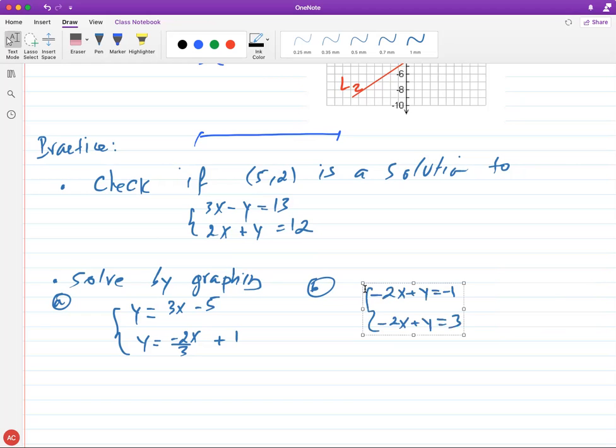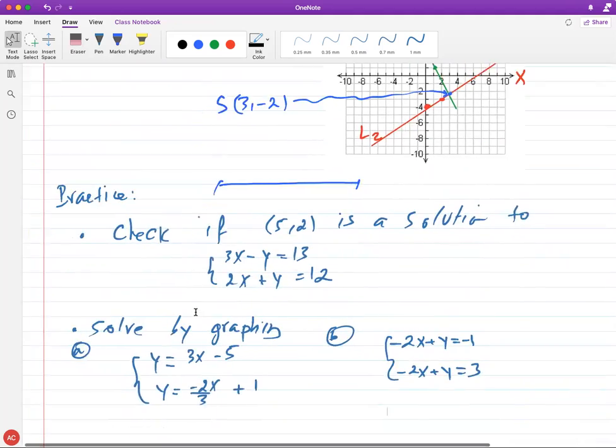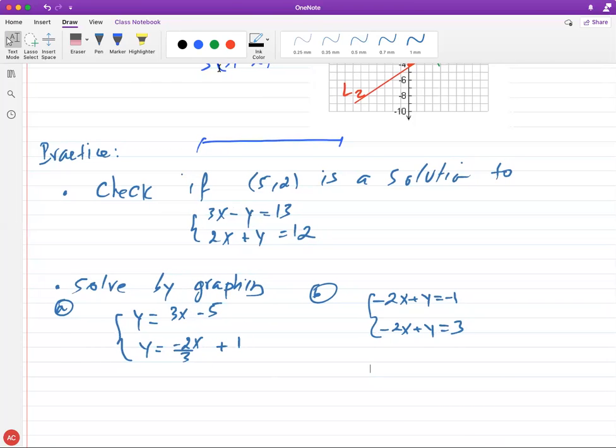So one is in y = mx form, the other one is in standard form. So you need to know how to graph these. This is standard form, this is y = mx. Again, just like we did earlier, just follow the same steps. I'll give you a few minutes to work on this, and then we'll check with you afterwards.